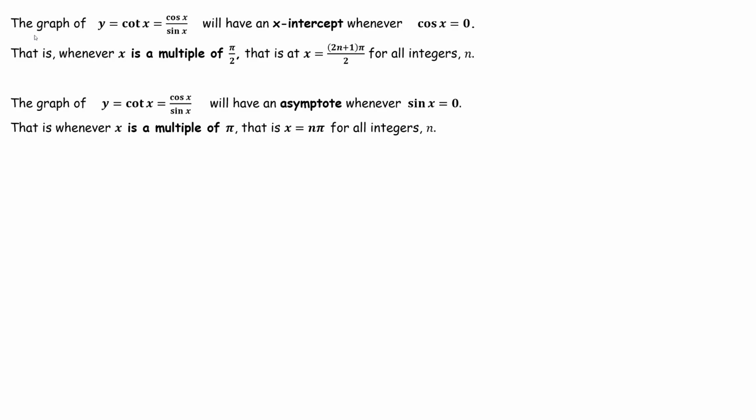Okay, so to graph cotangent, remember cotangent is just the reciprocal of tangent, so it's cosine x over sine x. So with cotangent, we're going to have an x-intercept whenever cosine is 0, because the numerator will be 0. That is whenever x is an odd multiple of pi over 2.